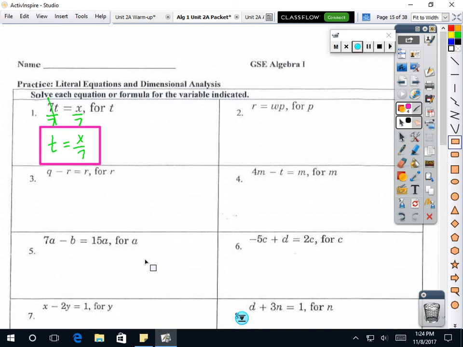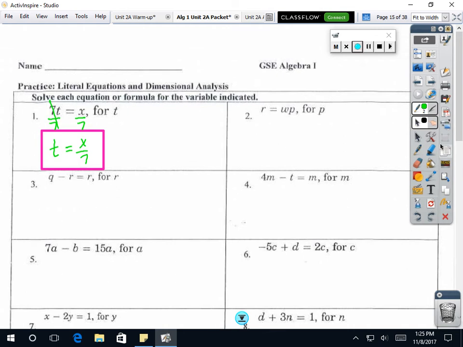No, there's no... Yeah, but it would still be 1x over 7. The x isn't just going to disappear. That's why these are called literal equations, because we're not always going to be able to simplify.